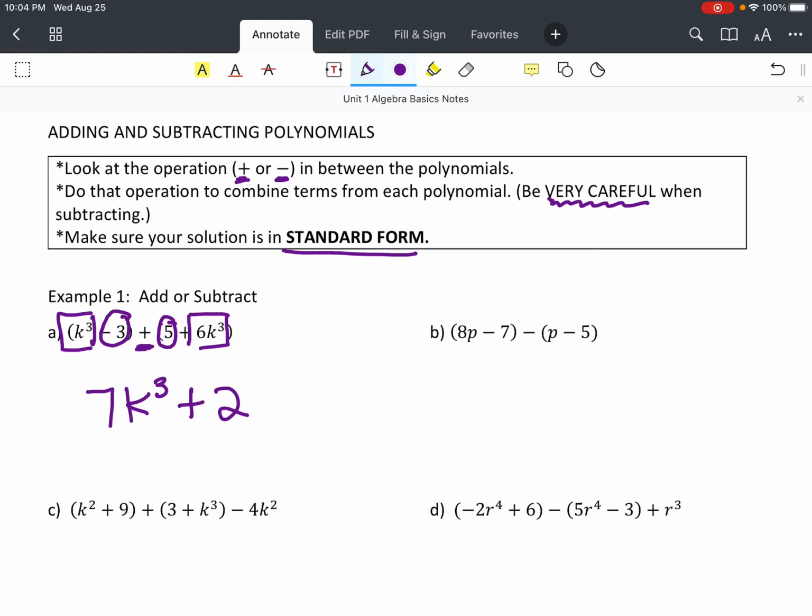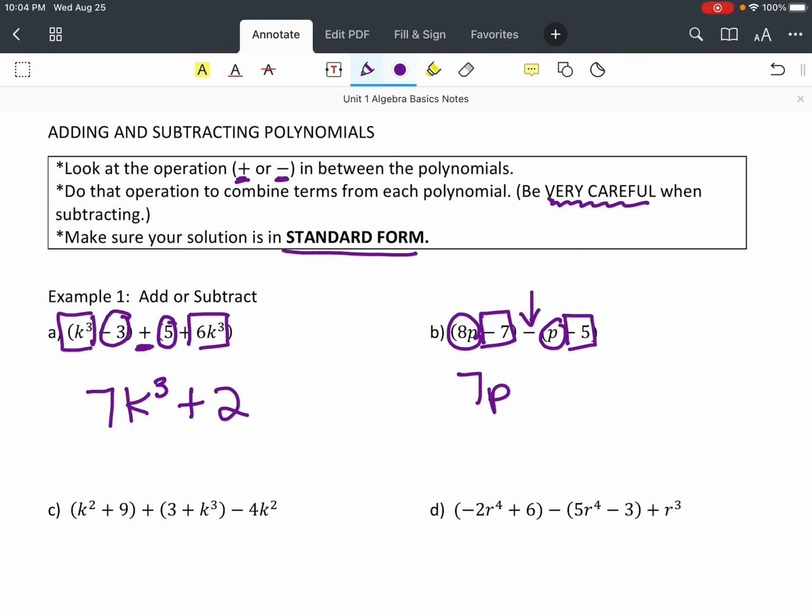The other type of operation, we can see in example B. In this example, we have like terms of 8p and p. This time, I want you to notice that we are subtracting. 8p minus p is 7p. Then when we look at our constant terms, we have a -5 and a -7.